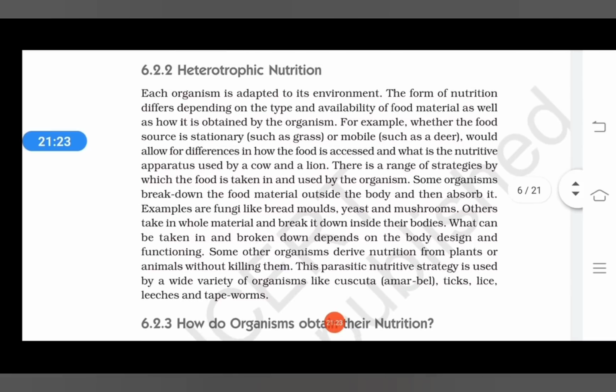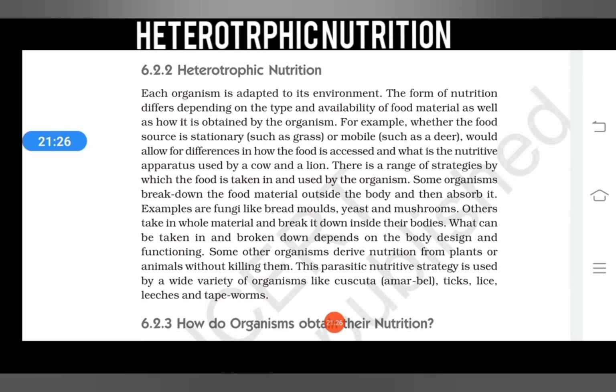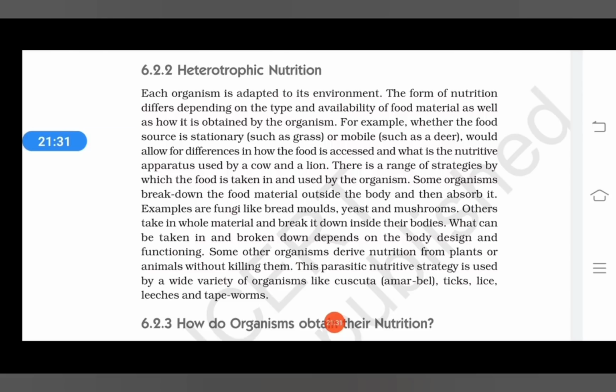Okay, next we will see heterotrophic nutrition. What is heterotrophic nutrition? Each organism is adapted to its environment. The form of nutrition differs depending on the type and availability of the food material, as well as how it is obtained by the organism. For example, whether the food source is stationary such as grass or mobile such as deer would allow for differences in how the food is accessed and what nutritive apparatus is used by a cow and a lion.